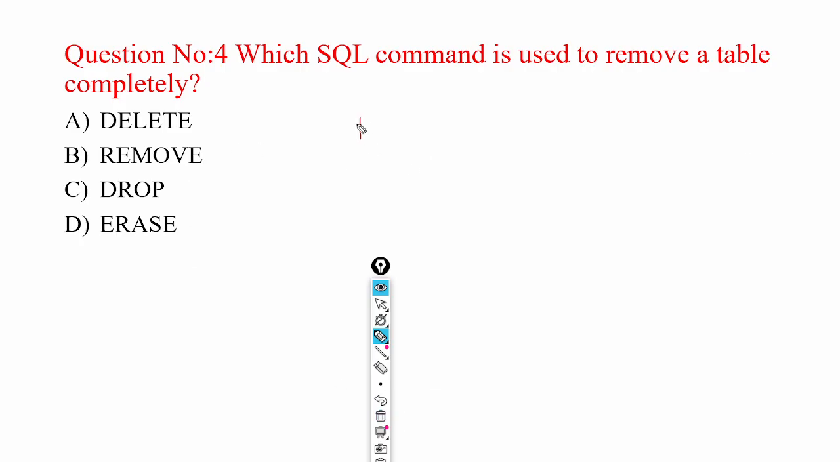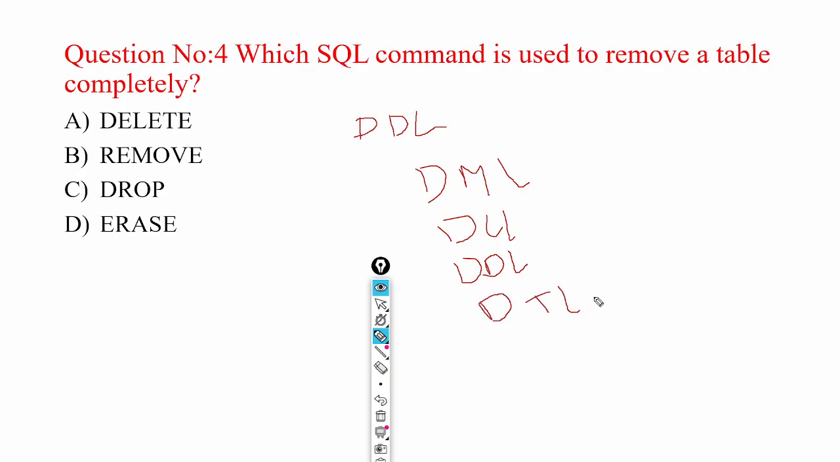Which command is drop? Drop belongs to the DDL commands. In SQL, there are different types of commands: DML, data manipulation language; DCL, data control language; DDL, data definition language; and DTL, data transaction language. So drop belongs to data definition language. Suppose a company no longer needs temporary employee data. The database administrator uses drop table, so the employee data is deleted.